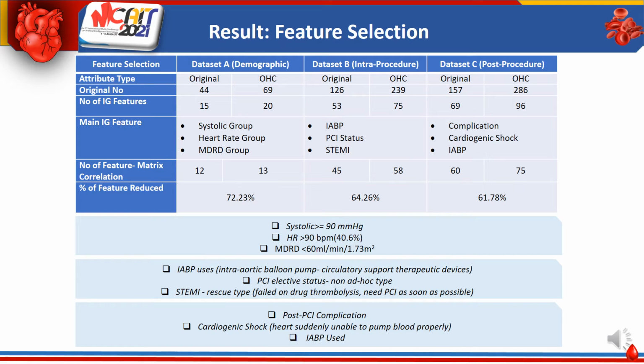Result for feature selection. The main features of the demographic datasets A, B, and C are systolic group, IABP, and complication respectively. The features reduction percentage is more than 60% for all datasets.